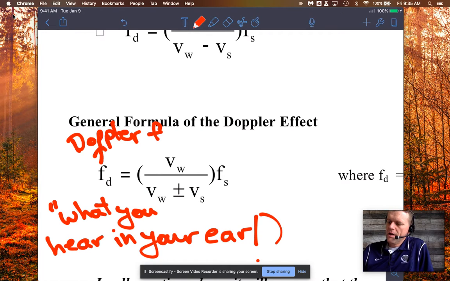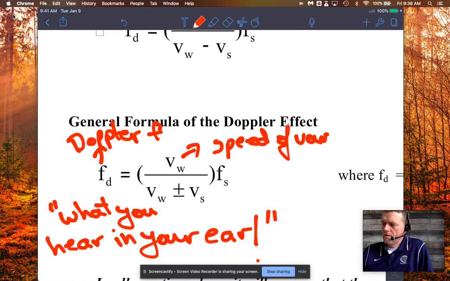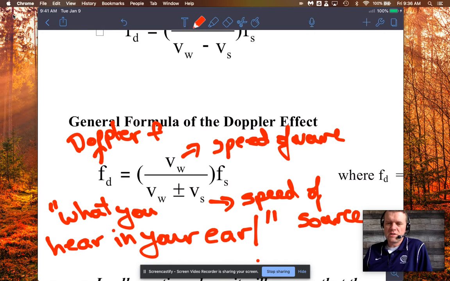The other components hopefully are a little more straightforward. VW, I've already identified, that's the velocity of the wave. So that would be like the speed of sound, or if it's a water wave, it'd be the speed of the water wave. VS is the speed of the source, or velocity of source, but typically we're just dealing with speeds here. And Fs is the frequency of the source, or sometimes we call that the true frequency.